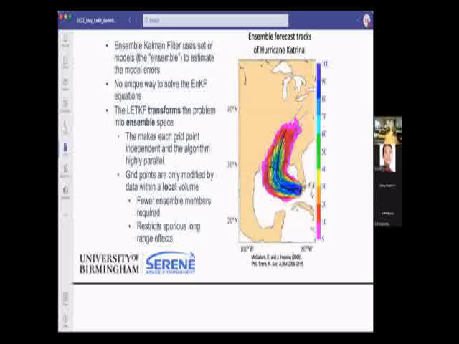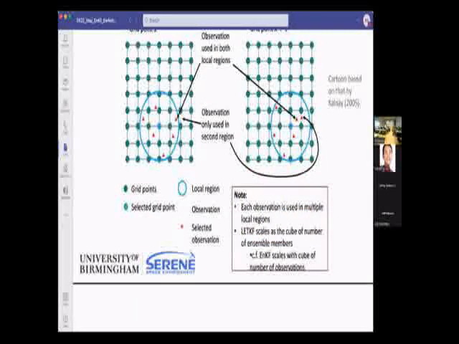So this is just a cartoon of what the localization looks like. And of course, I just want to put it out here that local ETKF scales as the cube of the number of ensemble members, while EnKF scales with the cube of the number of observations. So this is just a choice that we chose for our future application, so we can do a lot of parallelizations, and we don't require a huge number of ensemble members.